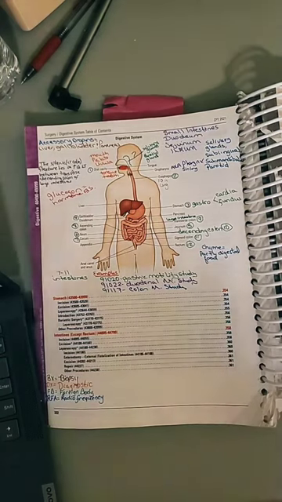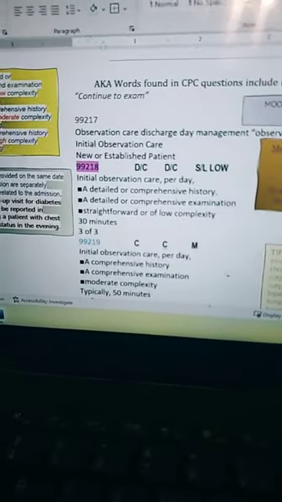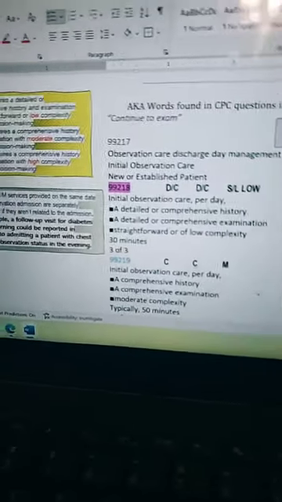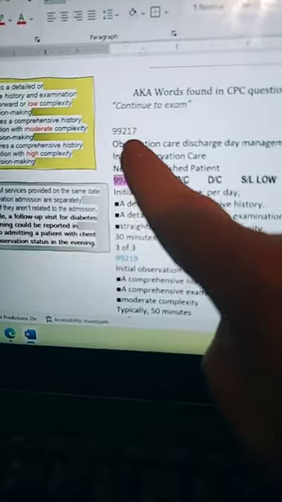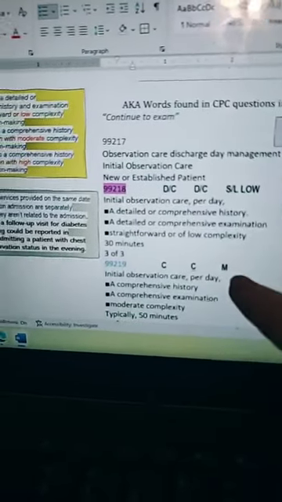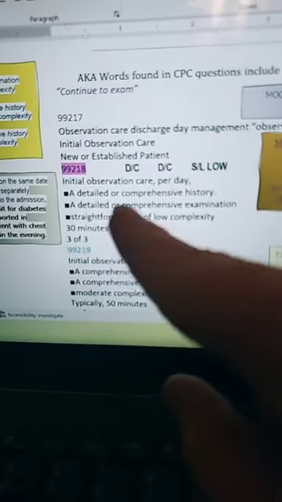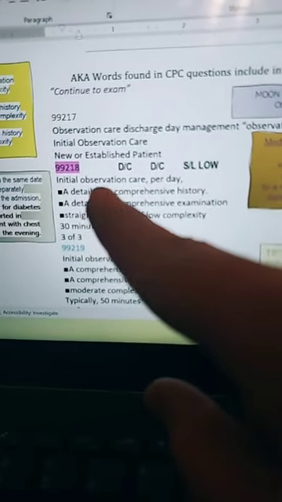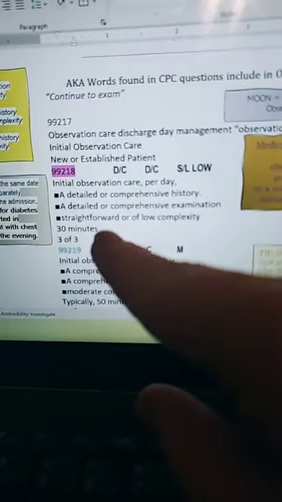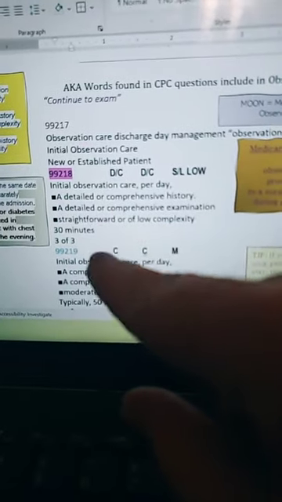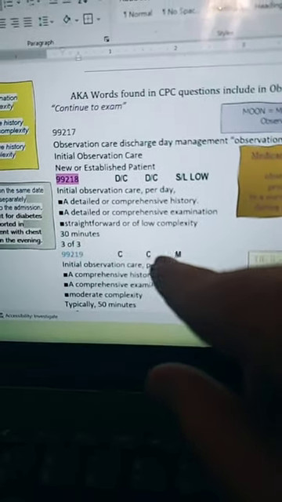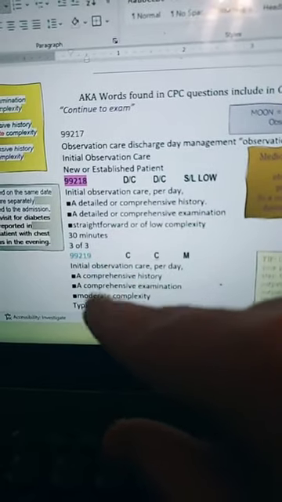I am working on 2022 guideline notes. They're going to have each code in the middle of the Word document. Then it's going to state the most obvious stuff that you need to highlight, like detailed, comprehensive, straightforward, low, 3 of 3, and the time.